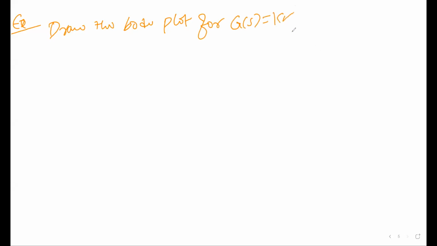Are you following? Draw the Bode plot for G of s equal to k. We have only a constant term.